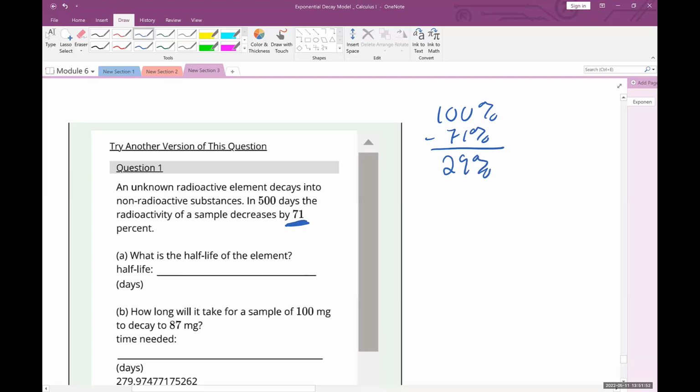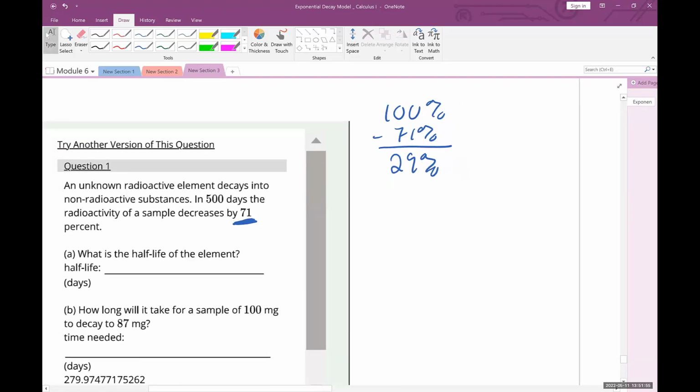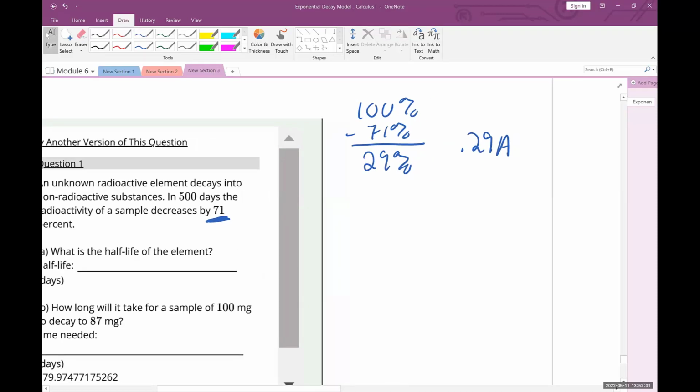29%. Good. So what we're looking at is 0.29 times the initial amount, the current amount, equals the initial amount times e to the negative k times the time they gave us, which is 500 days. That's the formula I'd set up. We don't know the initial amount, but we know we're at 29% of that initial amount. So you had to make that subtraction. We can divide both sides by A. 0.29 equals e to the negative 500k.